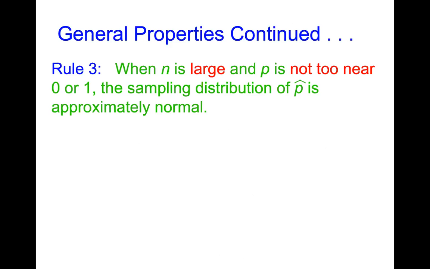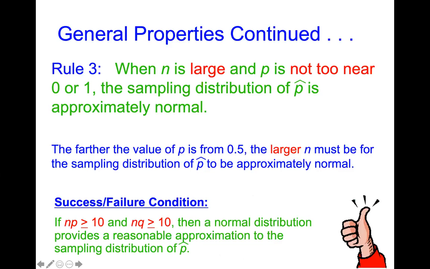So it might sound difficult to check that. How do we check if it's going to be normal or not? There actually is a special condition called the success failure condition to check to make sure that this distribution will end up being normal. And how we do that is as long as n times p is greater than or equal to 10 and n times q, remember q is equal to 1 minus p, is greater than or equal to 10, then we could say yes, we have a pretty normal distribution.